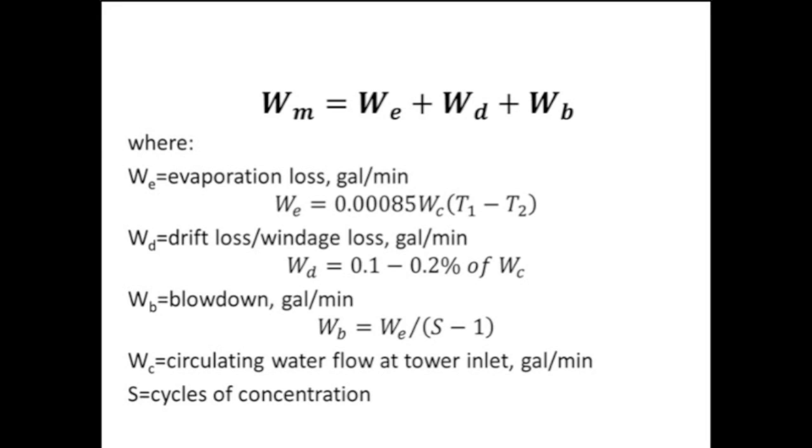The cycle of concentrations is also known as the ratio of dissolved solids in circulating water to dissolved solids in the makeup water. An example of this is the ratio of chloride content of circulating and makeup water, since chloride remains soluble in concentration.